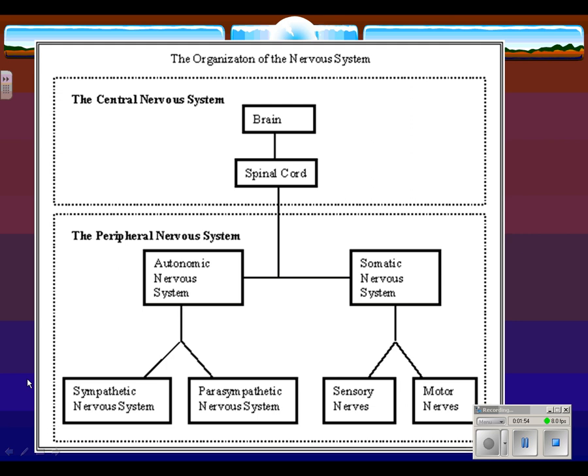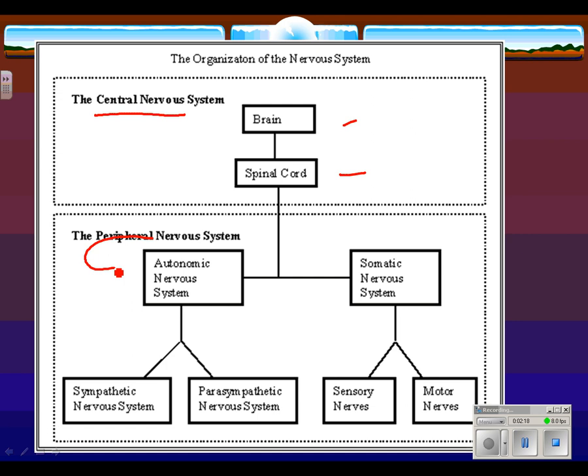The nervous system is organized. This slide here shows the organization of the nervous system. There are two basic parts. The central nervous system, which consists of the brain and the spinal cord, and we'll talk quite a bit about those a little later on. You have the peripheral nervous system.